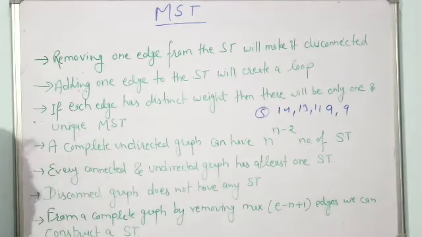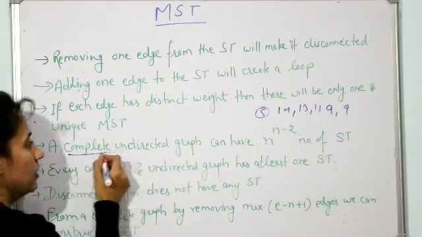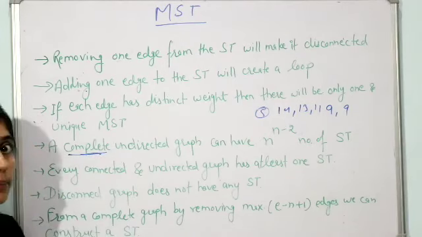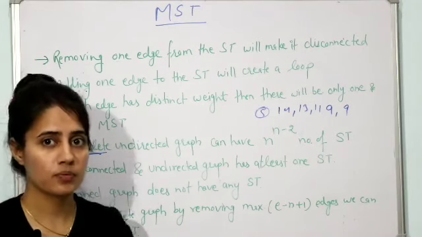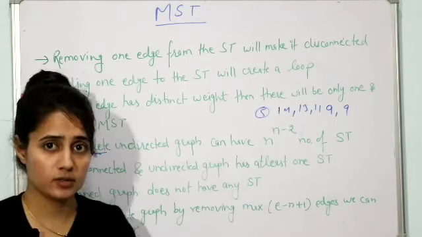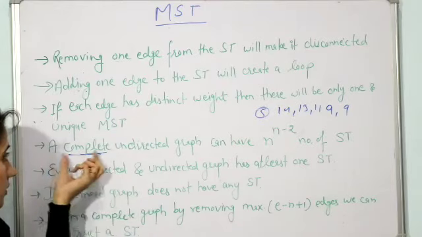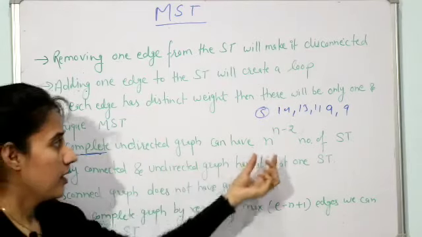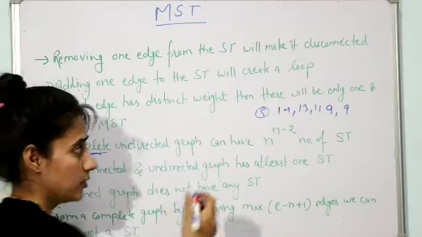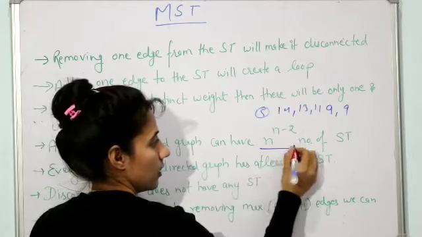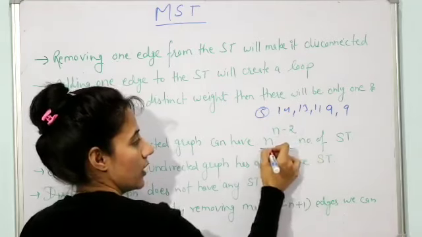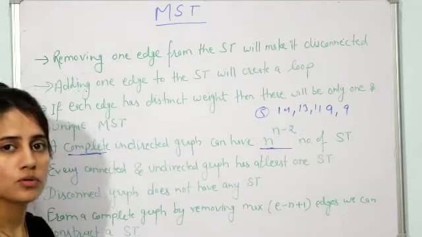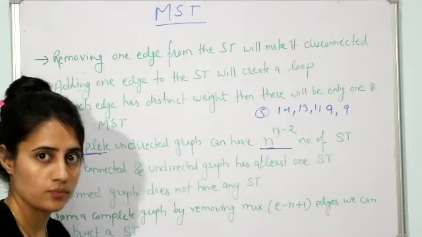Next is a complete undirected graph. See, we are talking about a complete graph. Which graph is a complete graph? In which each vertex is connected with every other vertex. Fine. How many spanning trees can a complete undirected graph have? n to the power n minus 2. Here, what is n? It is the number of vertices of that graph. Fine.